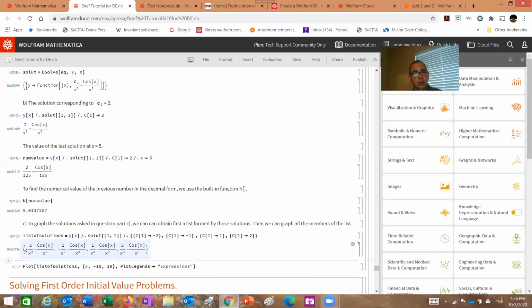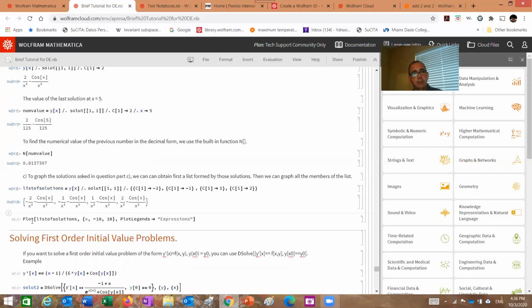We get a list of functions. Notice that for different values of the C. Now you can plot this list of solutions using the same name that we use here. You put Plot, list of solutions, when the x goes from -10 to 10, the PlotLegends is equal to expression.